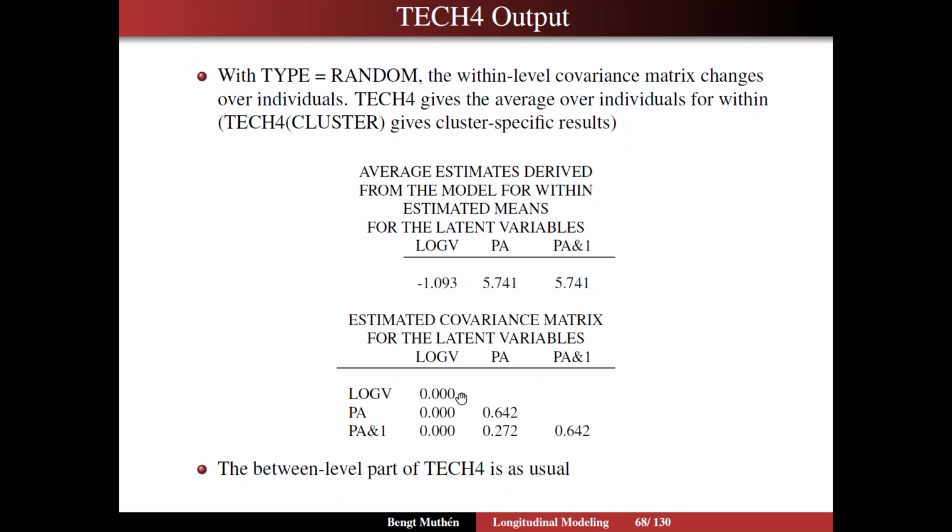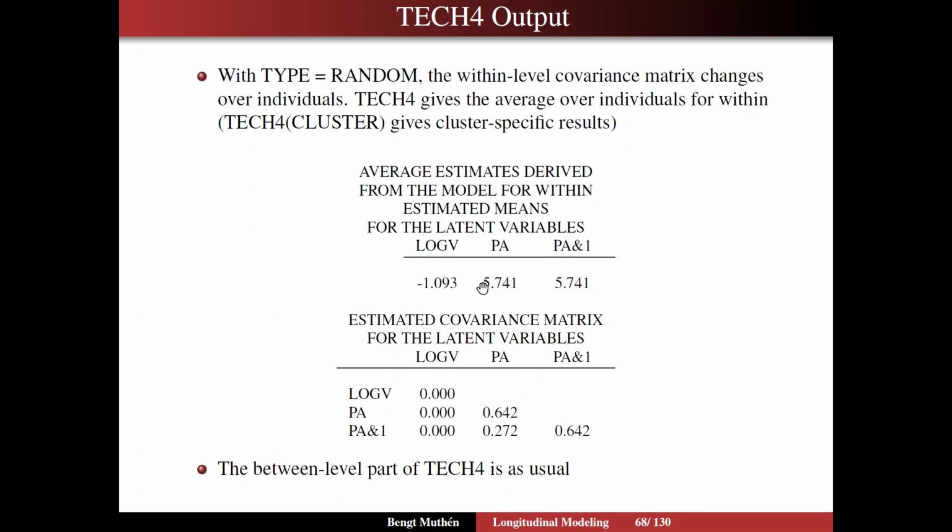Sorry, we don't have any within level variation for log V. It's a between level variable. Now, still here, this may be confusing, the means for these latent variables appear on within. Usually they appear on between, but each person gets their own log V value because it varies across individuals. And this is the average of those log V values. Again, that's going to be close to the between level mean, the mean that you see on the between level in TECH4 and also in the regular output.